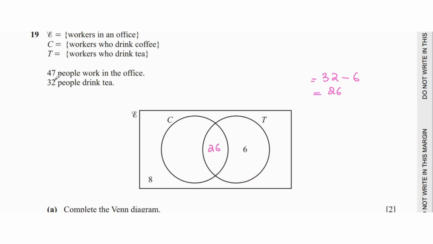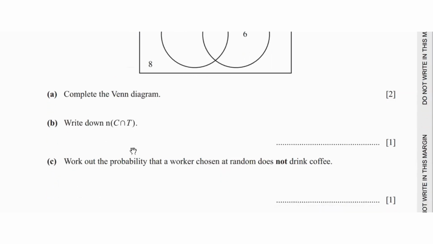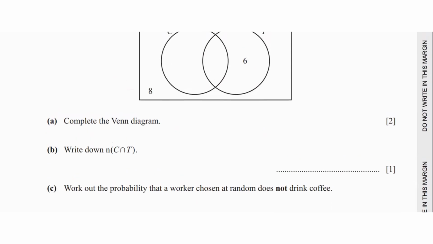And since the total number of people is 47, to find the people who just drink coffee, we will do 47 minus 26 minus 6 minus 8. That is 7. So 7 people just drink coffee. Then it says write down the number of people who drink coffee and tea. So that was 26, the intersection between the two.